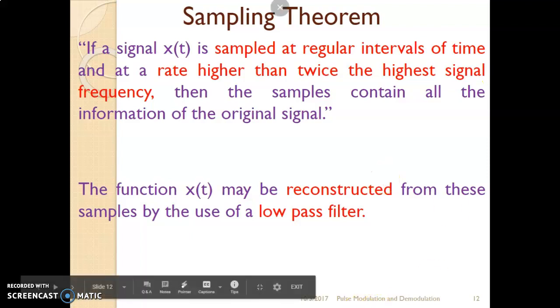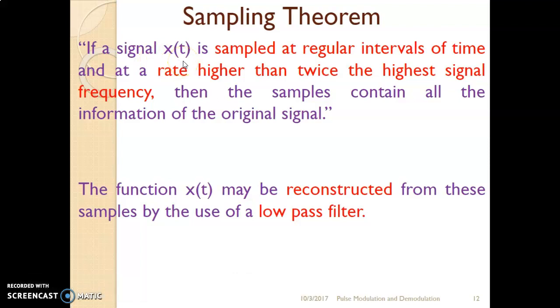The sampling theorem states that if a signal x of t, which is nothing but our analog or continuous time signal, is sampled at a regular interval of time and at a rate higher than twice the highest signal frequency, then the samples contain all the information of the original signal.